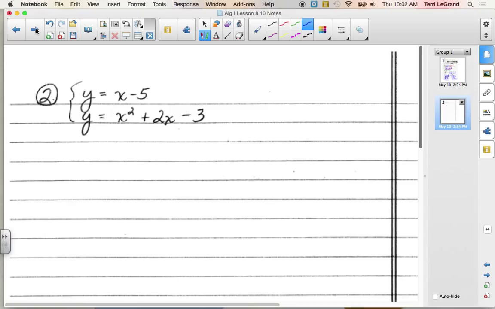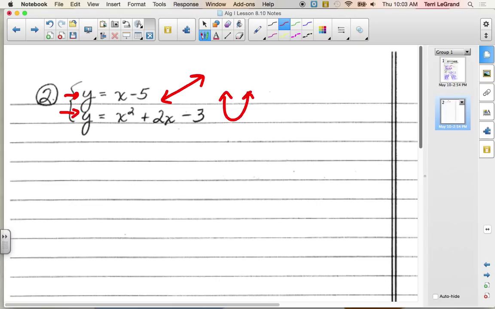Is the first one, what kind of a function do we have here? Linear. Is it gonna rise from left to right or fall? Rise. Okay, so this is what we should expect on the graph. How about the second equation in our system? Is it linear, quadratic? Quadratic, so it's a parabola. Would that parabola open up or down? Up, okay.